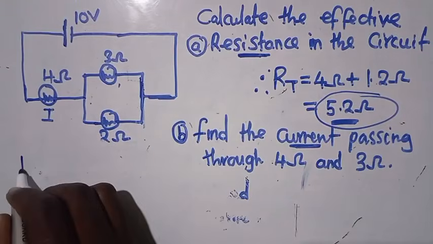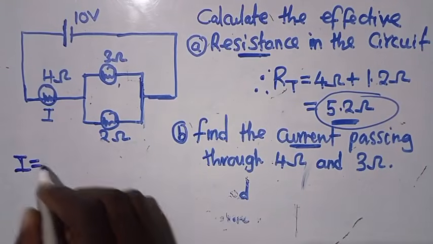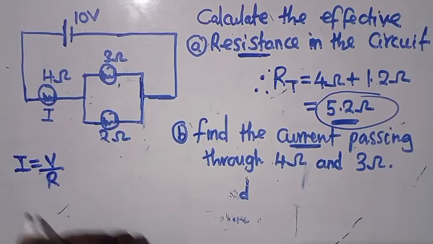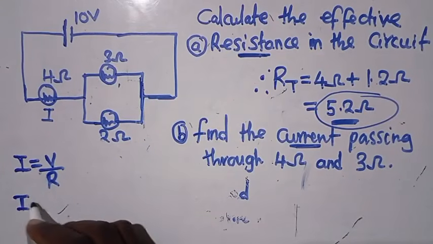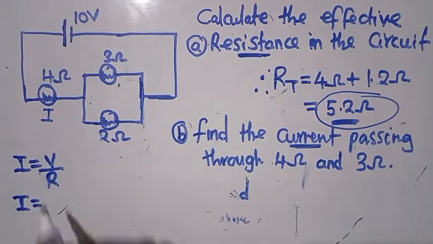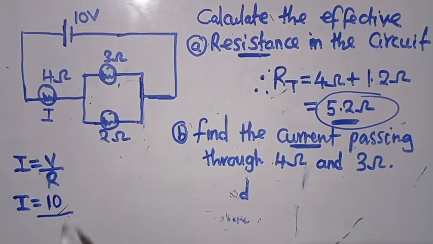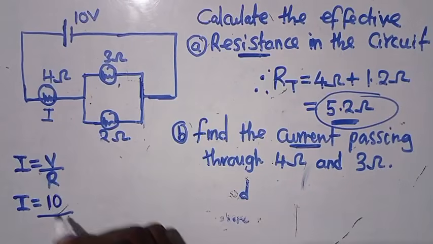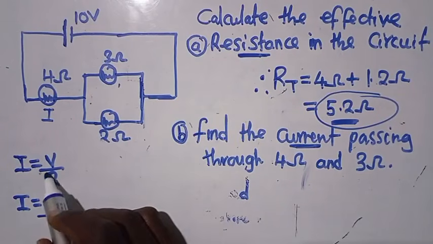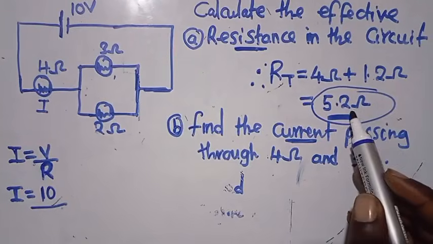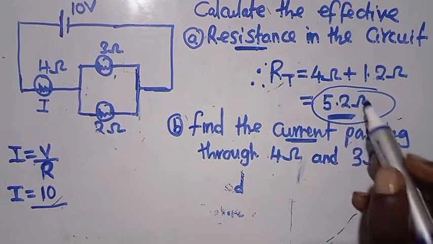You say current is given by the formula: current is equal to voltage over resistance. What is the voltage? The voltage I'm given is 10, over the resistance in the circuit. So the resistance, we found it. This is what?